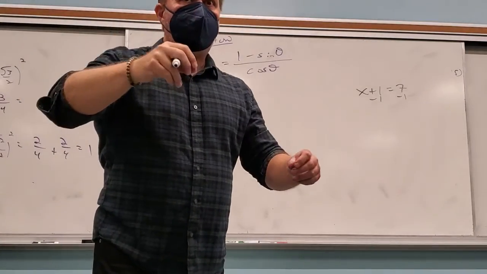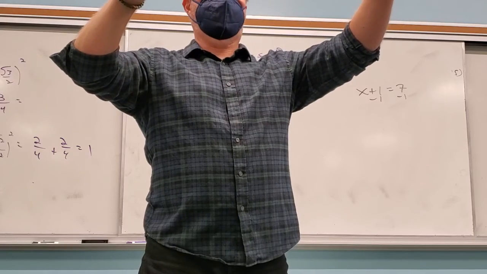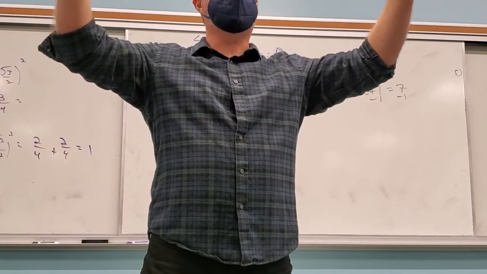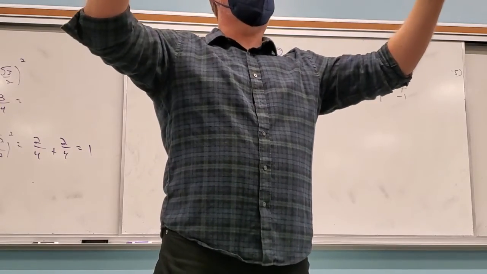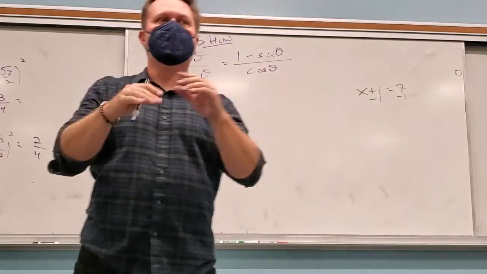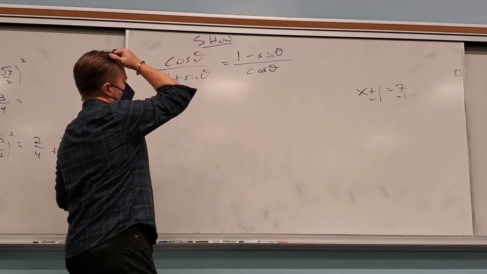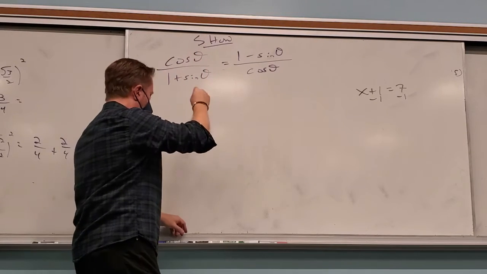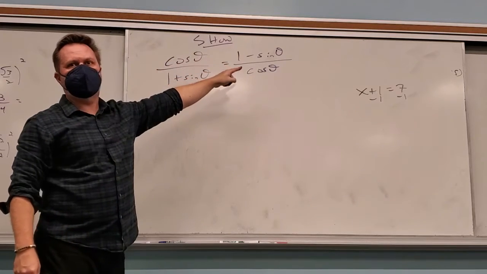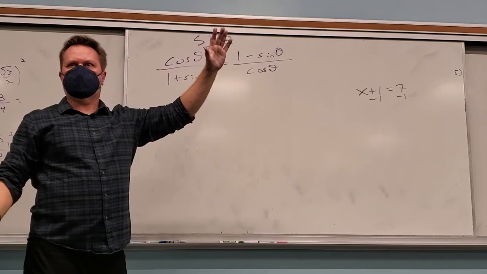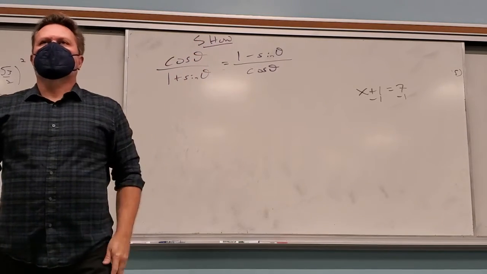If you're verifying identities, you cannot do something to both sides, because then you're assuming the equality is true. And sometimes doing that will cause you to go the wrong way. It'll make it look like it works when it doesn't. Okay, so what should I do here? The way you look at this is you want to start with one side and make it look like the other side. That's the idea. You guys with me?